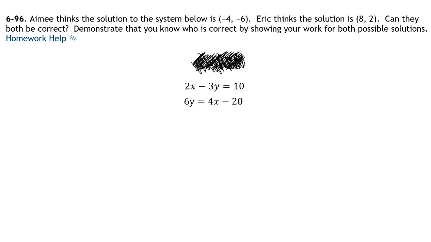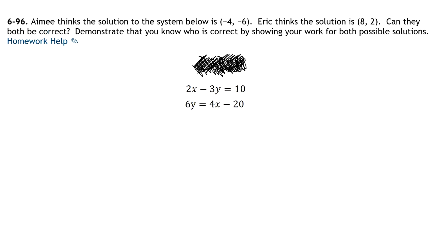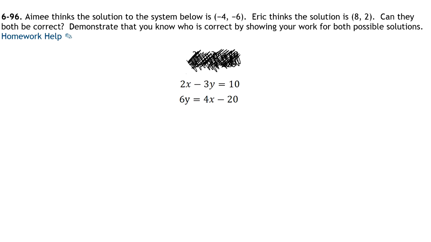It says Amy thinks that the solution to the system below is -4, -6. Eric thinks the solution is 8, 2. Can they both be correct? Demonstrate that you know who is correct by showing your work for both possible solutions. So this is kind of nice because we're being forced to check the solution to each of these.